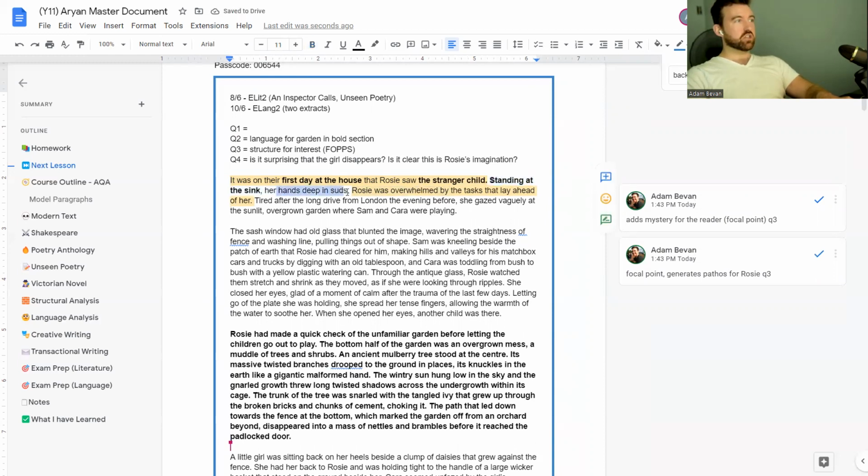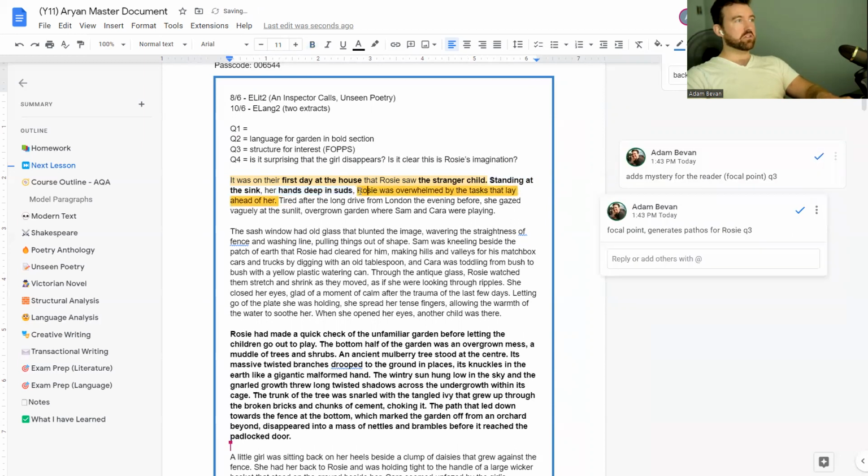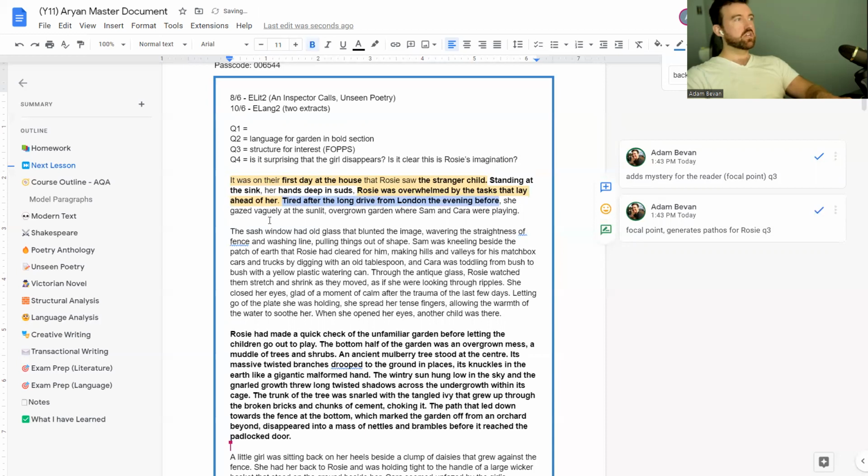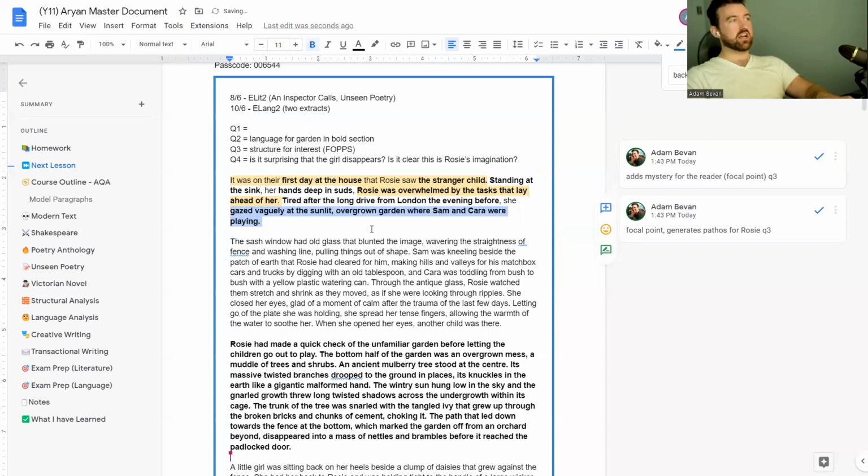But just to show that there's lots more, Rosie was overwhelmed by the tasks ahead of her of the day. That's a 5th thing. She was tired after a long drive from London the evening before. That's a 6th thing, even though you only need 4. She gazed vaguely at the sunlit, overgrown garden where Sam and Cara are playing. So she's watching into the garden where the kids are playing. That's a 7th thing out of 4 things that you need. All right, so that's question 1 done as well. Easy peasy. Okay, so we've got some focal points from the first bit, which could go for question 3.